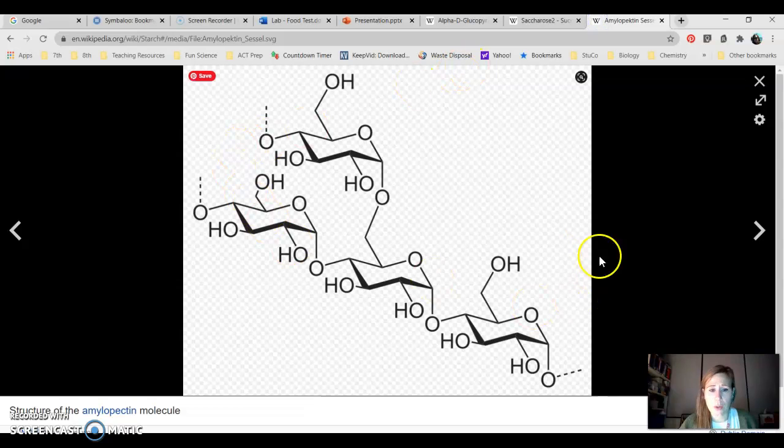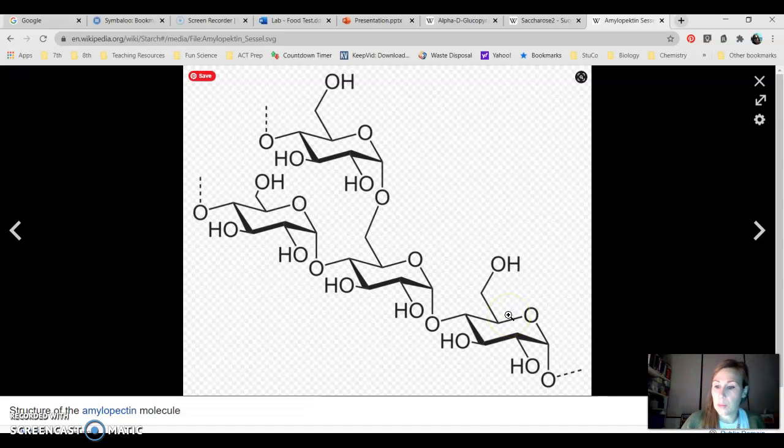So pasta or bread, you would see a lot of this type of starch that has almost 1,000 possibly glucose molecules hooked together in a big chain. When you digest this, it takes a while, but you break it down into quite a lot of glucose.